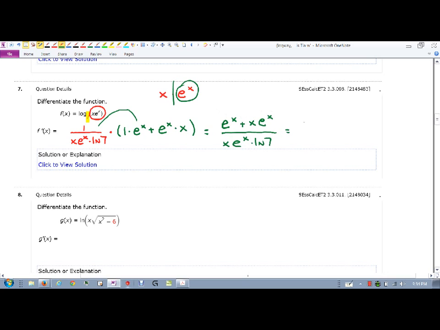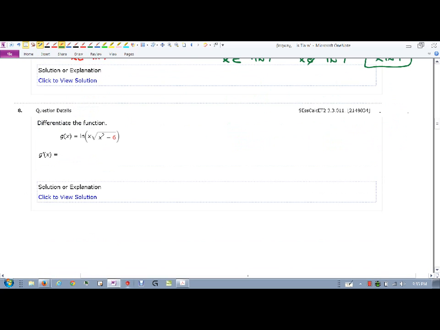Noticing that both terms in the numerator have an e to the x, I can factor it out. The only reason I'm doing that is because I see I have an e to the x on the bottom, and I can cancel it here. So I'll be left with 1 plus x over x natural log 7. All right, next one.